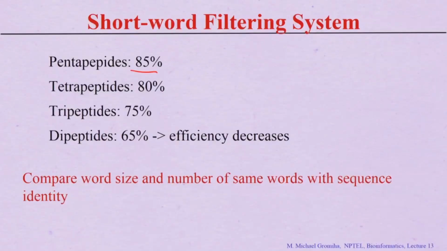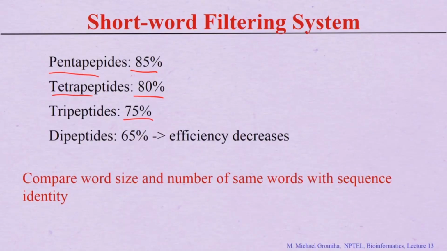Then with different sequence identities, for example 85% or 80% or 75%, they try to reduce the length, for example 4 residues or 5 residues like pentapeptides, right, or tetrapeptides or tripeptides, and they also set a larger number of segments. For example, if you take pentapeptides, they may require for example 5 or 6, minimum 5 pentapeptides the same, then you can say that these two sequences have an identity of about 85%. And the second aspect is when they reduce the word size, then the efficiency decreases, right. Why?